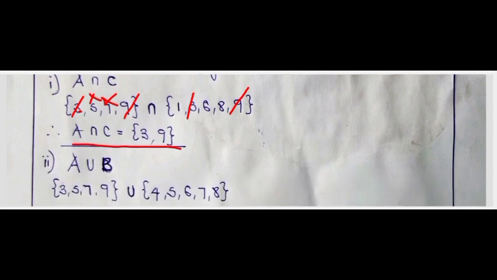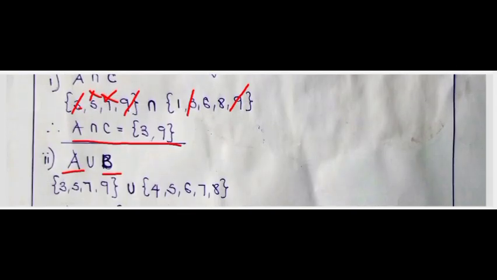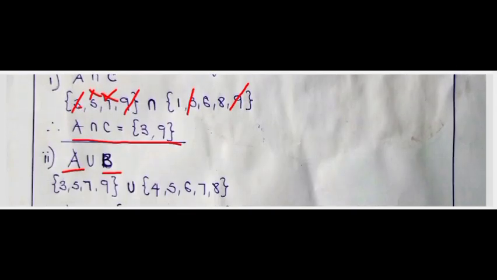Now we move on to the next part. What if we are asked to find A union B? Now from our list, we know which one this is. This is our set A, and then this is our set B. So since the question is asking us to find A union B, we've listed the members in A.